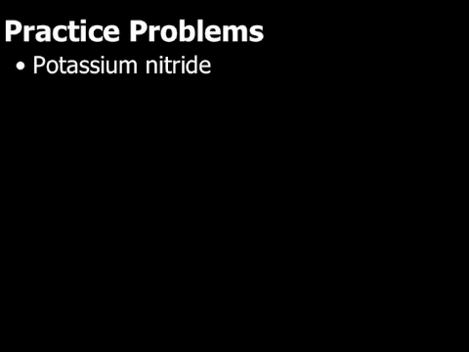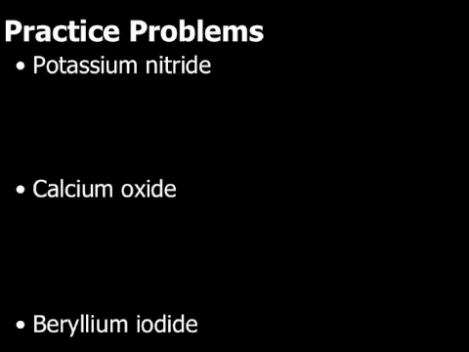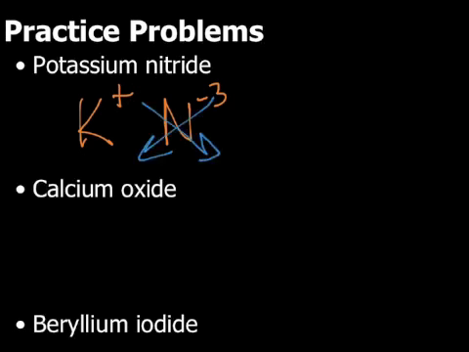Okay, so on my next slide, I have some practice problems. So again, if you're comfortable with this, go ahead and stop the screencast for a minute, do some practice, and then come back and check. Okay, so potassium nitride. Potassium is K+. Nitride is nitrogen, which is N-3. Cross those charges down, so I end up with K3N.